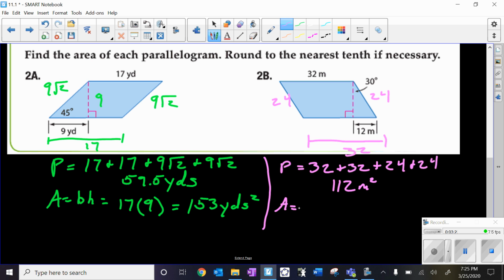As far as your area goes, you're going to take your base, which is 32, times your height. You're going to have to find it using your 30, 60, 90 triangle as well. You're going from the 12, which is x, to your height, which is x square root of 3. So 12 times square root of 3 is 12 square root of 3 as your height. You're going to multiply those together. When you take those and multiply them, you're going to get 665.1 meters squared, which will get you your area of your parallelogram.